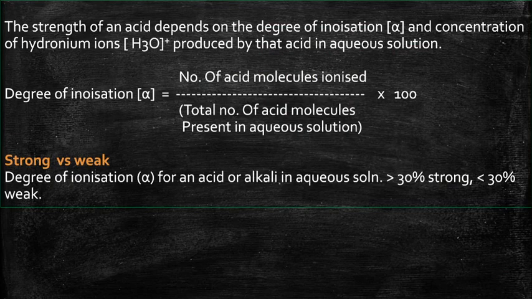The strength of an acid depends on the degree of ionization, which we call alpha, and the concentration of hydronium ions. Degree of ionization is the number of acid molecules ionized out of the total number of acid molecules present in the solution, multiplied by 100 to get the percentage, through which we can measure whether the acid is strong or weak. If it is greater than 30%, it is strong. Less than 30%, it is a weak acid.